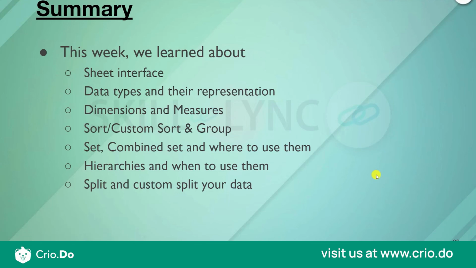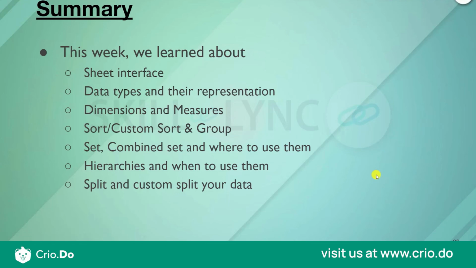We discussed discrete and continuous inside our dimensions and measures, where to use them, where to change the conversion to discrete, and where to change the conversion to continuous, and how to change your measure to a dimension and vice versa. We discussed sort, custom sort, and grouping our data, where and when to use them, and we discussed sets, combined sets, and where to use them as well. We took an example of top 5 and least 5. We combined them and used that in our view to look at who our top 5 customers and our least 5 customers are.